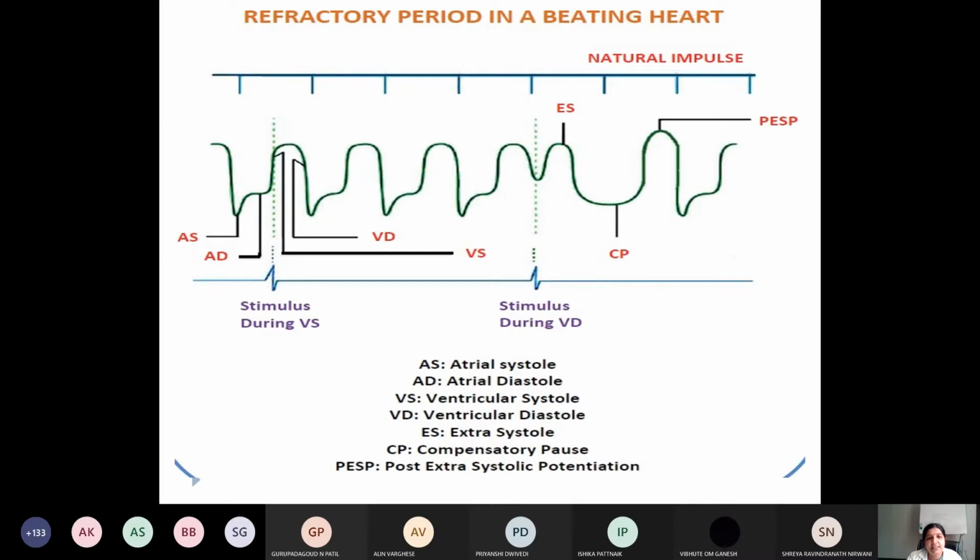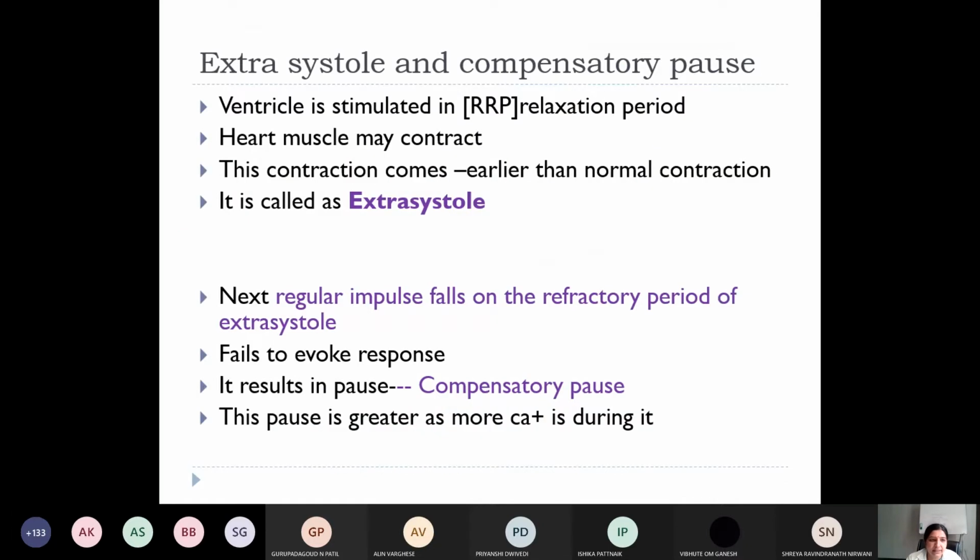this graph. One is you will get an extrasystole only when the stimulus falls after the ventricular diastolic period, that is, the complete mechanical event is over. Then this extrasystole is always followed by compensatory pause, and the post extrasystole contraction is always more potent, more in magnitude, with more force of contraction compared to the extrasystole. Right, now we'll see the observations again.